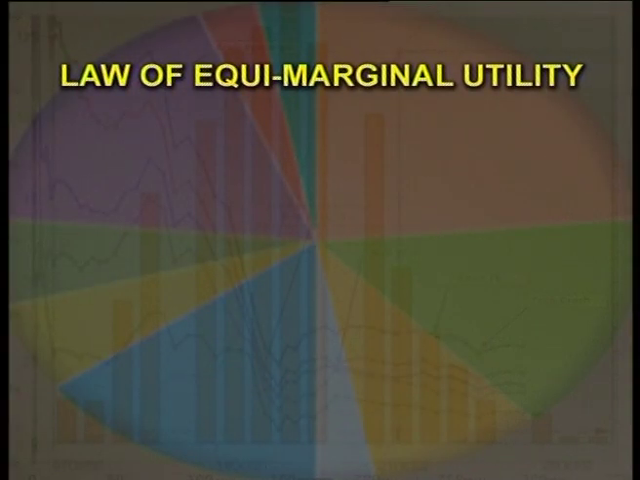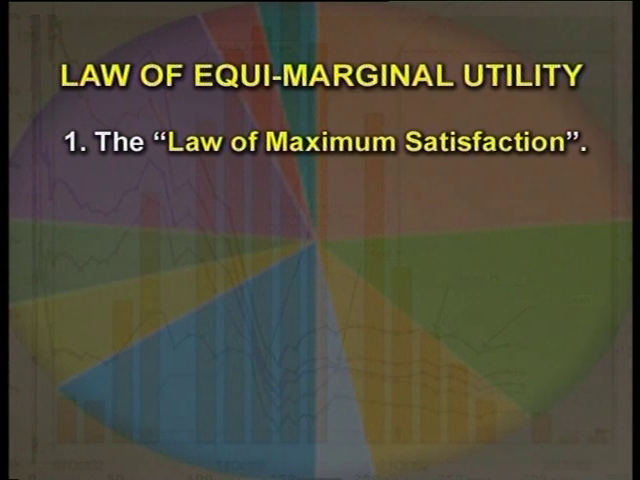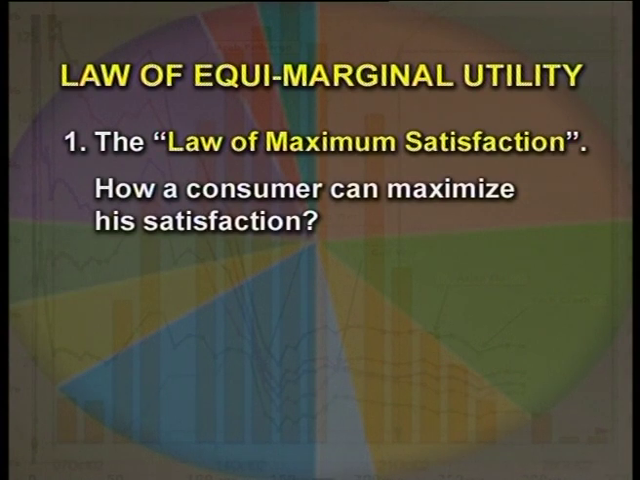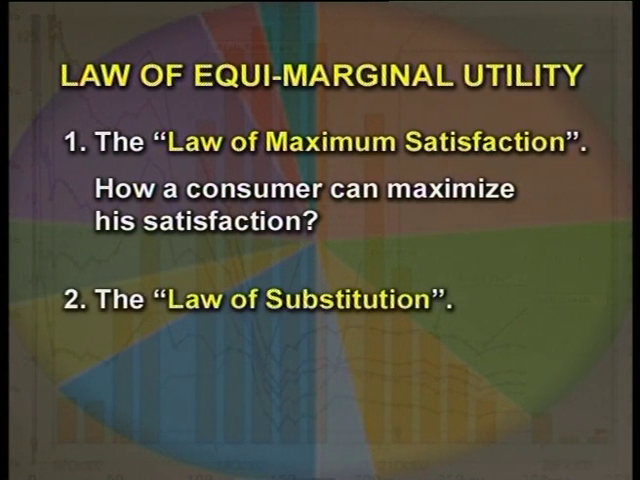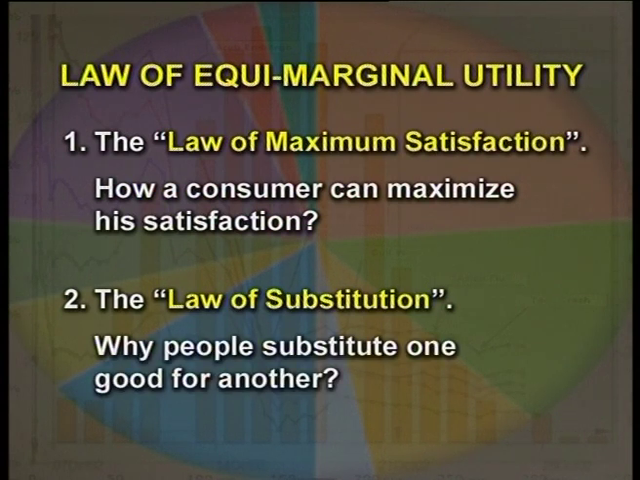This law is called by different names. It is also known as the law of maximum satisfaction because it helps us to understand how a consumer can maximize his satisfaction. And it is also known as the law of substitution, because it helps us to understand why people substitute one good for another. And therefore, whether it is called the law of equi-marginal utility or the law of maximum satisfaction or the law of substitution, they all mean the same.